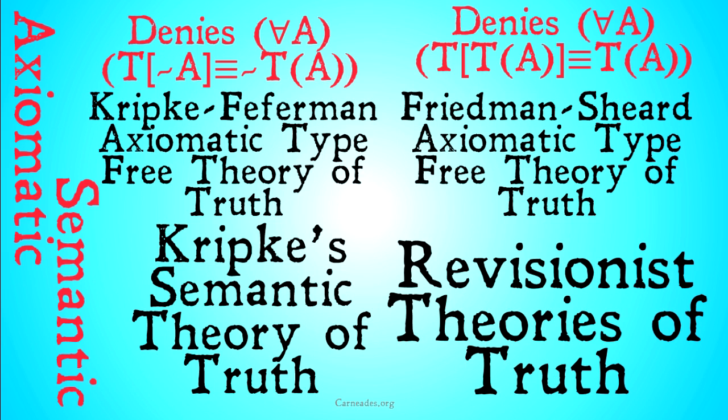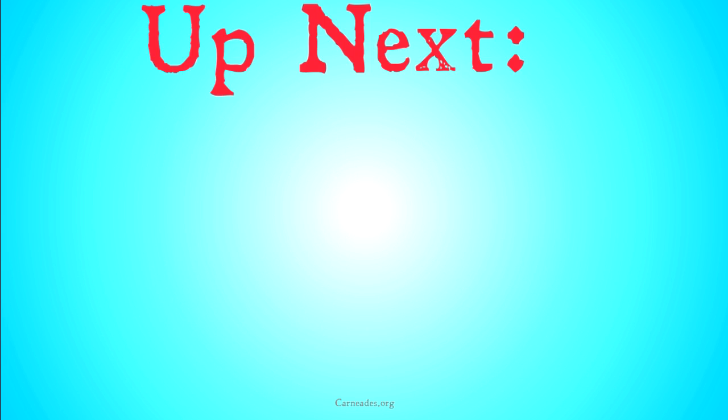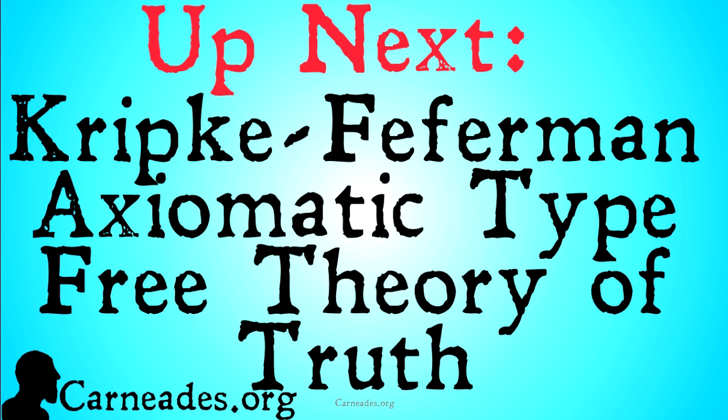These are the next 4 subjects we're going to look at, and the last 4 subjects we are going to look at before we get to the 2 truths of Tibet. It's been a long journey, but thank you for sticking with me. So, up next, we have the Kripke-Feferman axiomatic type-free theory of truth.